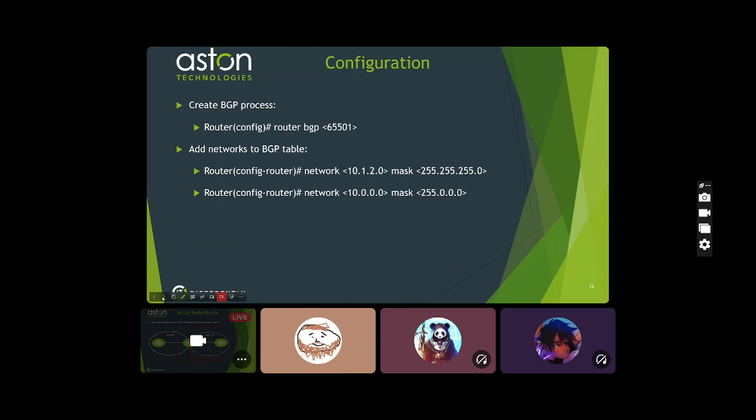We are then going to add networks to our BGP table using network statements. So, network address, mask, subnet mask. These are the things that already exist in the routing table, and we want to add to the BGP table.